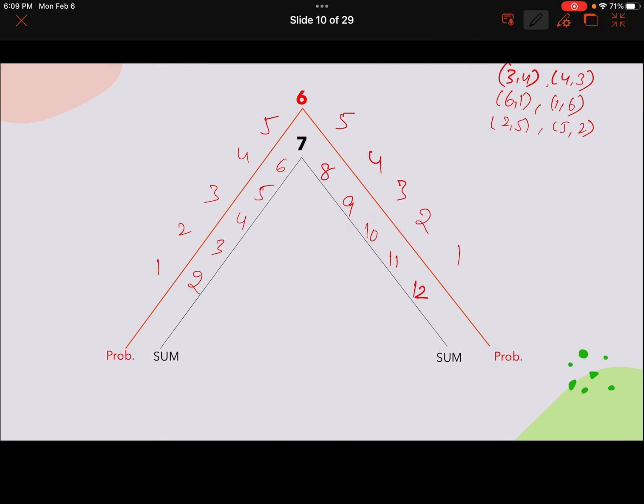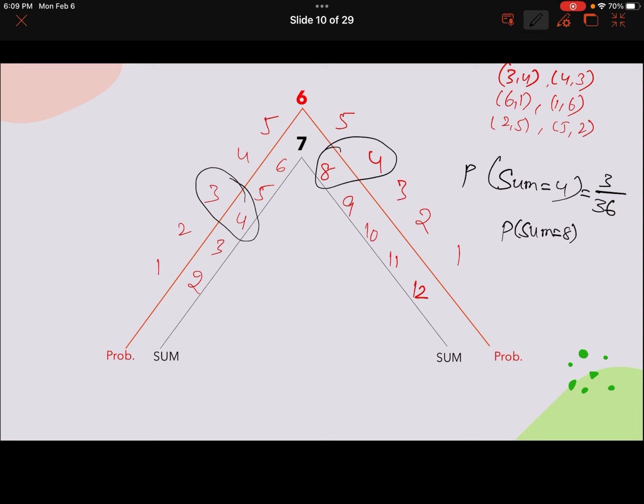For example, I need sum equals 4, probability. What is the corresponding number? 3 divided by 36. For example, 8. P of sum equals 8, that is 4 by 36.